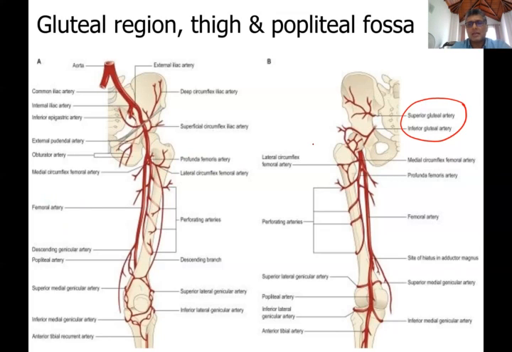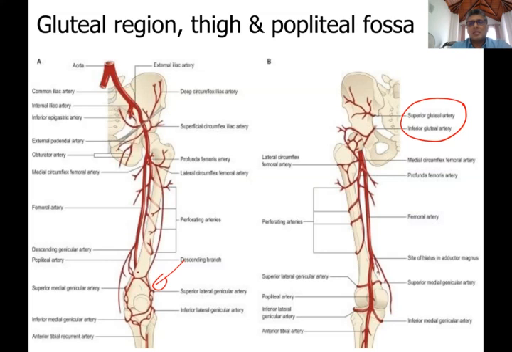It's not very clear here. So the profunda femoris artery is the main artery of the thigh, and again in the knee joint area, you can see a very nice anastomosis there, with several blood vessels getting involved.